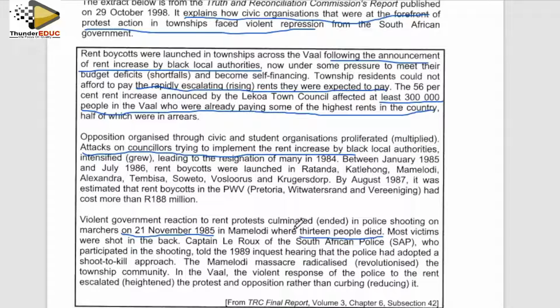It also gives us the reaction by councillors, the reaction of blacks to councillors in the townships. We are told that there was attack on councillors. It's useful information. We get to know councillors were being attacked. It's another useful information.